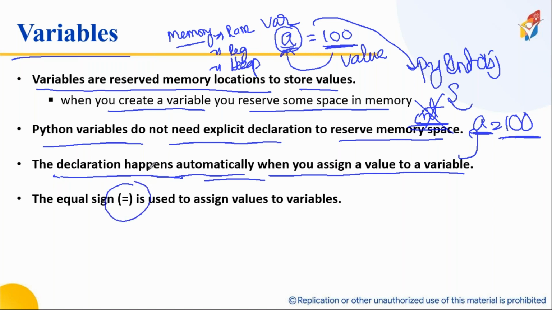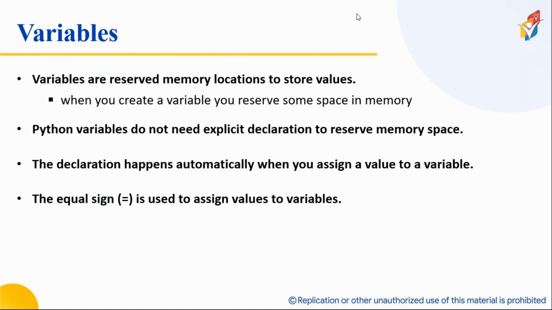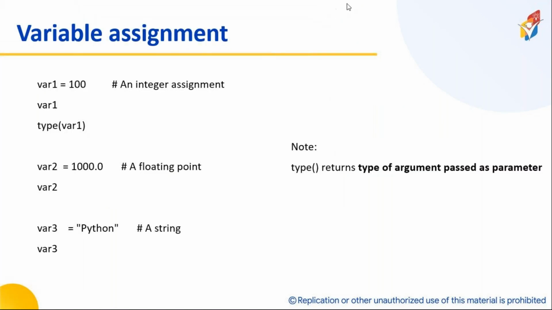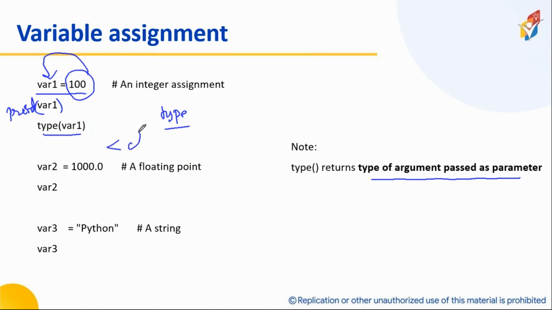Now I will discuss a small code snippet in the next slide. Just look at here carefully. What I'm doing: variable1 equal to 100. 100 is called an integer that I'm storing in a variable called variable1. If I want to print the value, I will use print of variable1. Now I'm using a function called type. Type is a function which returns the data type of that object. Type of variable1 is going to print class, int.